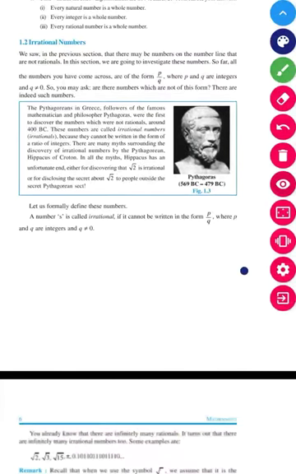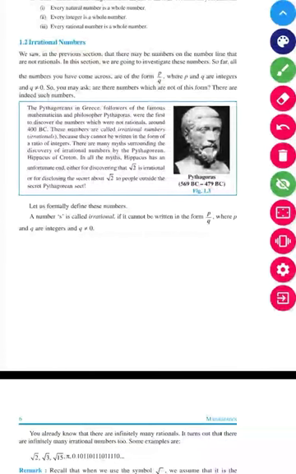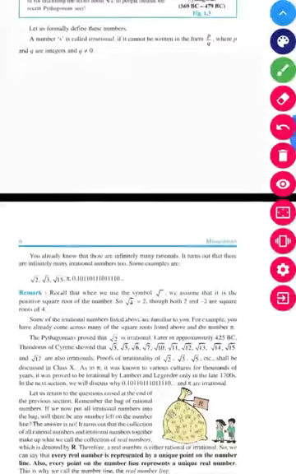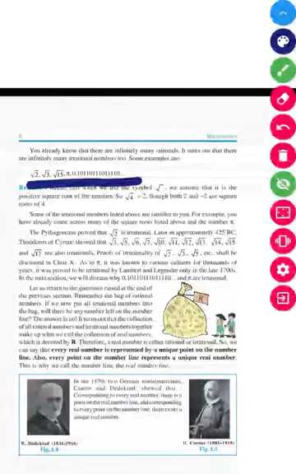Let's first see the definition. The irrational numbers are those which we can't show in the p over q form, where p and q are integers, and q is not equal to 0. Let's begin with examples like root 2, root 3, root 15, pi, 0.101101, and so on.